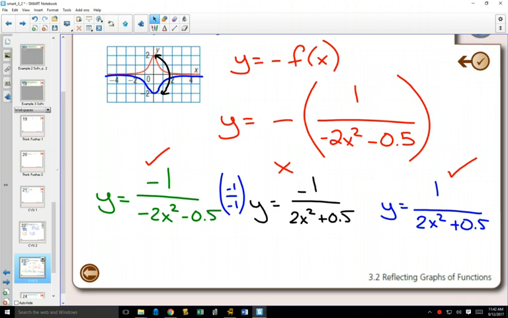Questions for this one? 7, 8, 9, and 12.